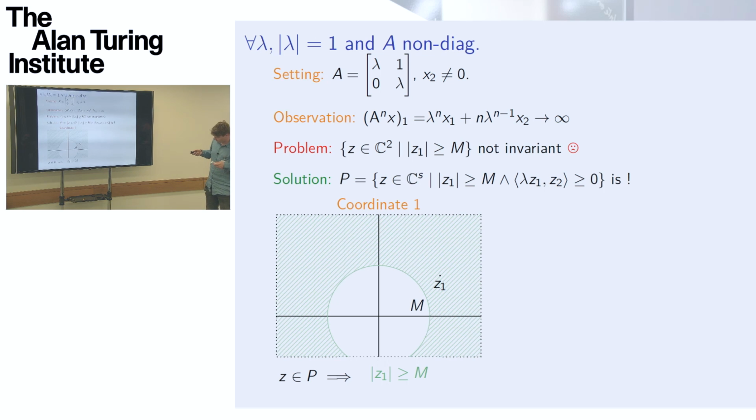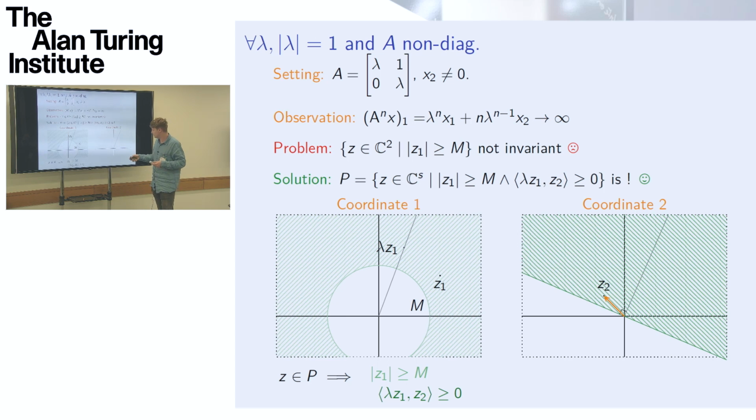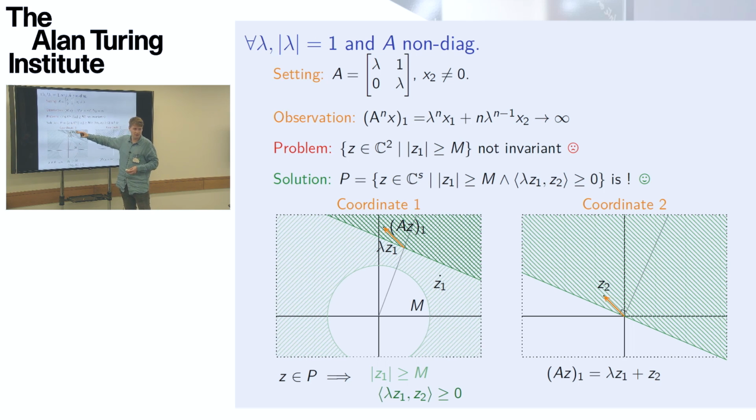So I have a little drawing here. It's maybe a bit more obscure because now we're working in 2 coordinates at the same time, so I have to actually do 2 drawings. This is my coordinate z1, and here is lambda z1. If I take this direction and put it on coordinate 2, the invariant condition says that z2 has to be in this space. So z1 is of modulus larger than m, and z2 is in this space. Then lambda z1 plus z2 is going to be in this space here, so it cannot go back in there. That's basically it.